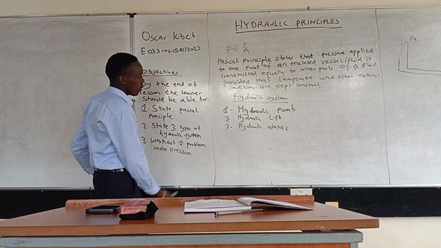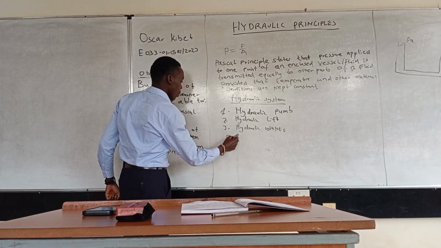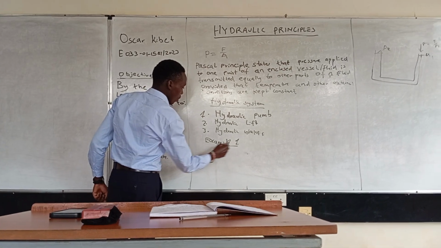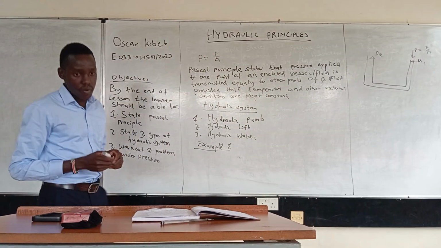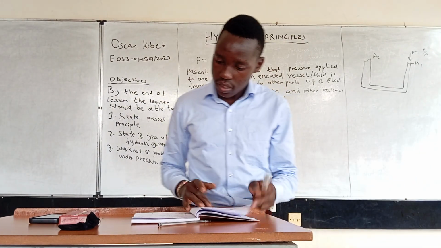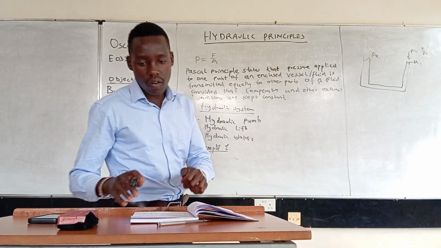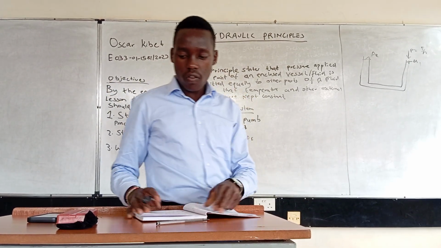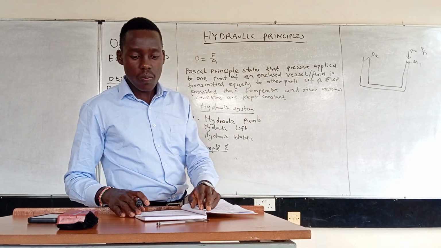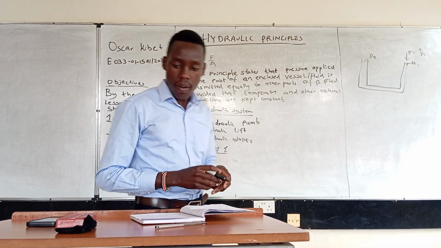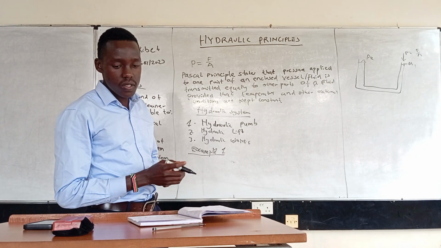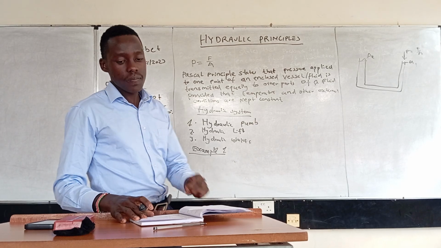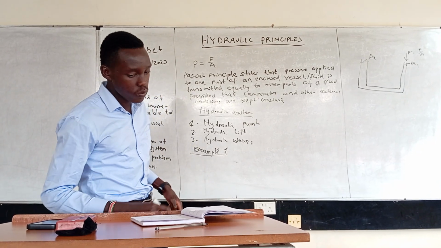So we are going to look at a problem. This is a sample example. It says that a hydraulic machine consists of two pistons connected by a fluid-filled chamber. The small piston has an area of 0.01 meter square, while the larger piston has an area of 0.5 meter square. A force of 200 newtons is applied to the smaller piston.